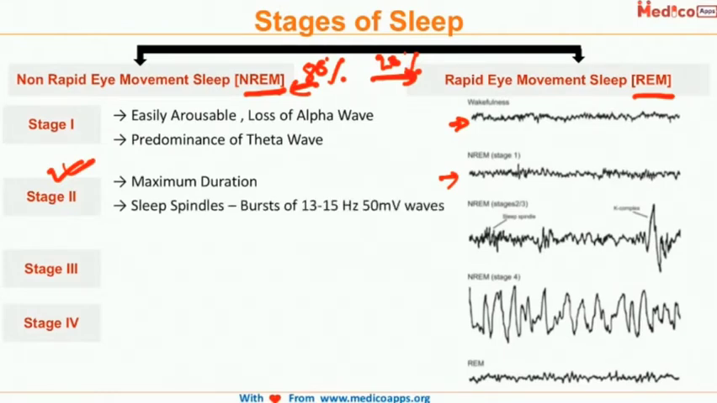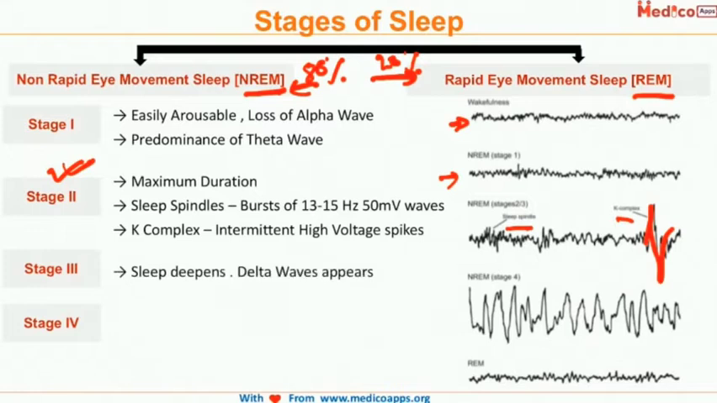One is sleep spindles. Here what happens? So, these are sleep spindles, bursts of 13 to 50 microvolt waves, and then there is a K complex, that is intermittent high voltage waves. These are K complexes, these are sleep spindles.